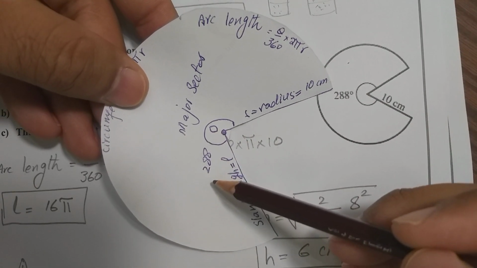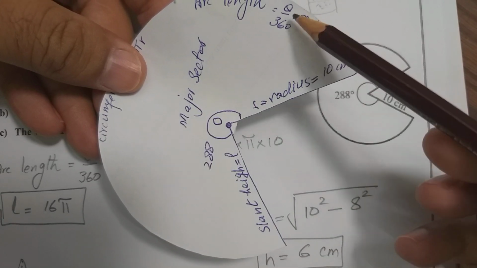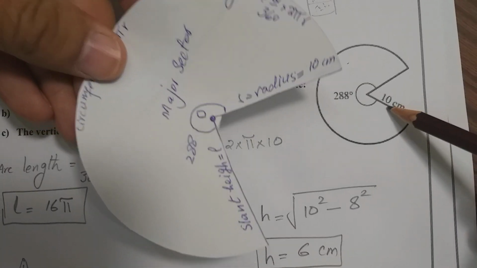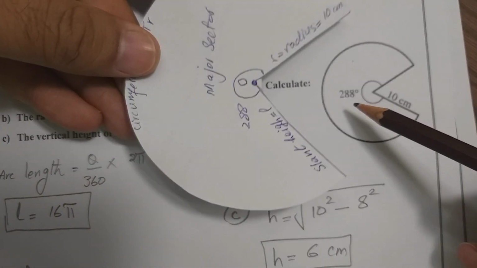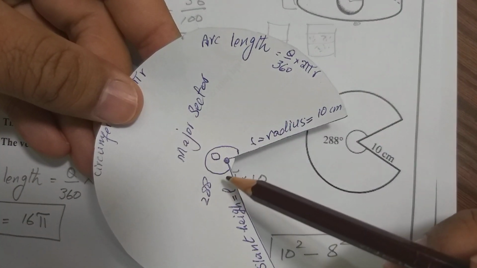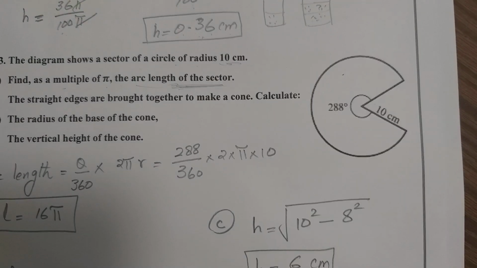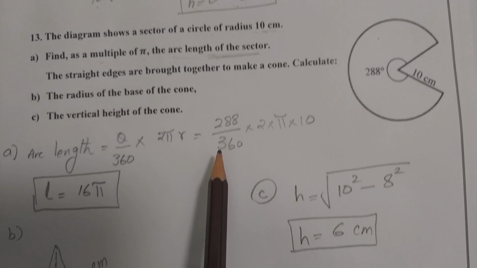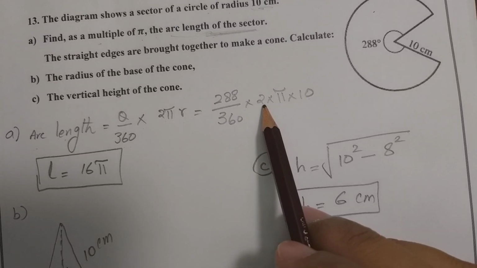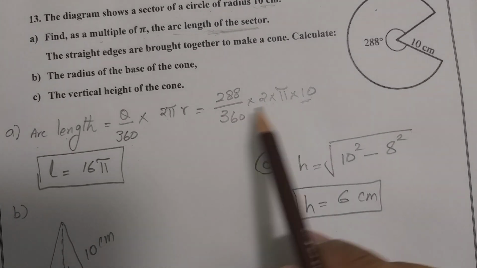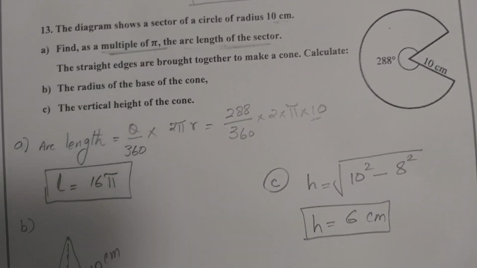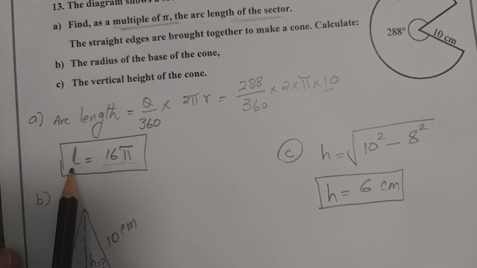The angle given here is 288, so replace theta by 288, and r equals 10 centimeter, given in the question. So arc length equals theta over 360 times 2 pi r, which is 288 over 360 times 2 pi times 10. After we simplify, because the question said to write the answer as a multiple of pi, 16 pi is the arc length.